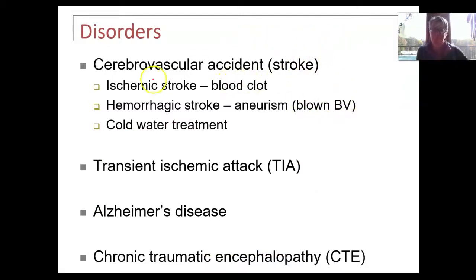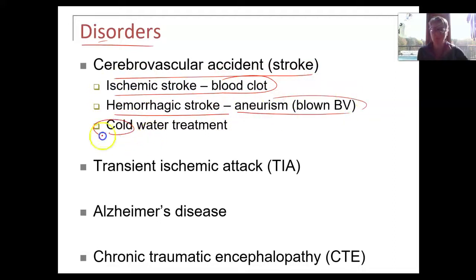There were all these disorders in your book, and we've talked a little bit about them, about strokes. We have the ischemic stroke, which is a blood clot, and the hemorrhagic stroke, which is an aneurysm. You have a TIA, a transient ischemic attack, meaning you have some blockage of blood flow to the brain for a different reason, and it's not long lasting, it's quick.